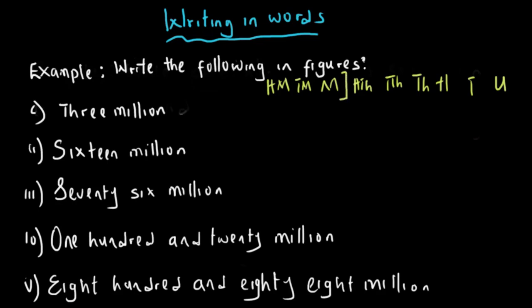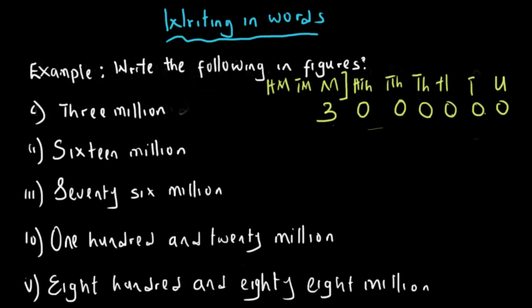So let's do 3 million. So we write 3. Does that make sense? Then for the remaining we put zeros: 1, 2, 3, 4, 5, 6. Now remember, we said that thousands usually have 3 zeros. Millions usually have 6 zeros. Does that make sense?